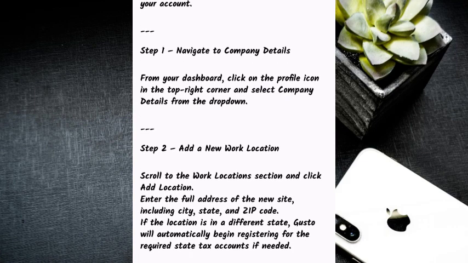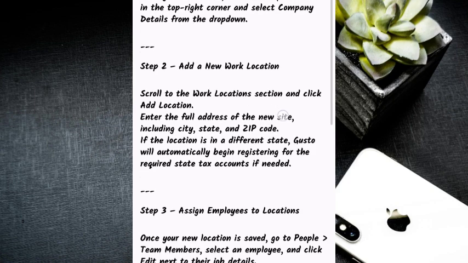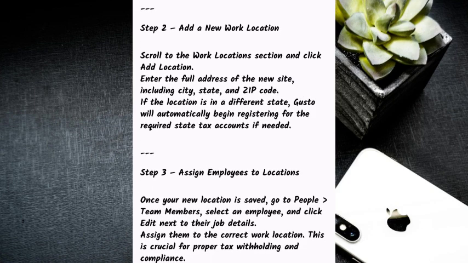Step 2, add a new work location. Now scroll to the work location section and click add location. Now enter the full address of the new site, including the city, state, and zip code. And if the location is in a different state, Gusto will automatically begin registering for the required state tax accounts if needed.